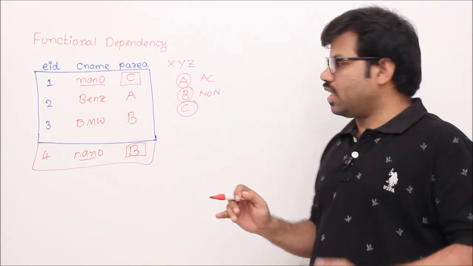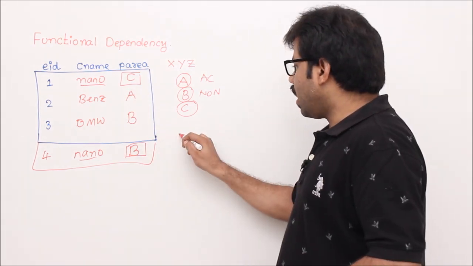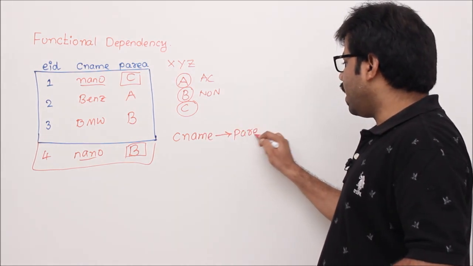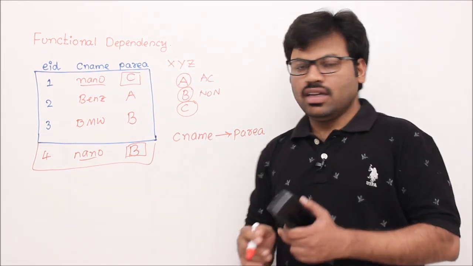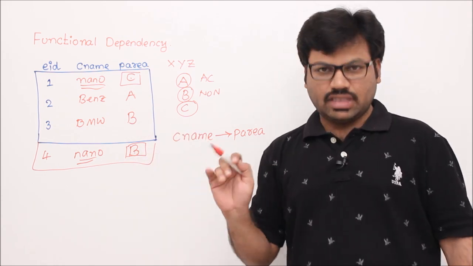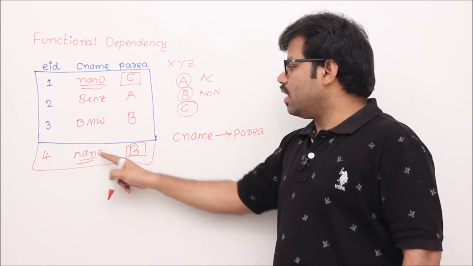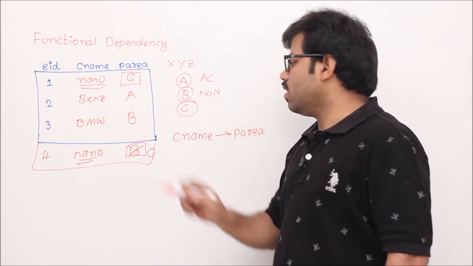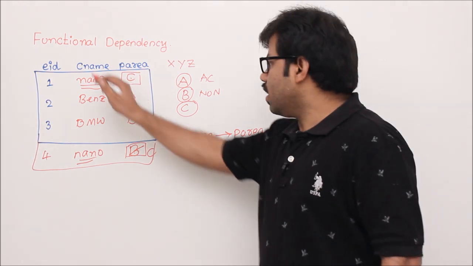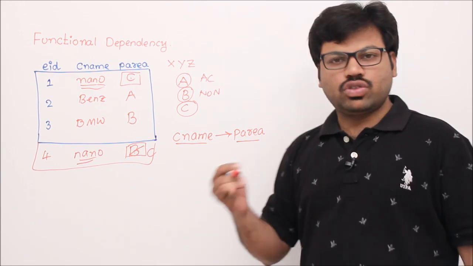To say that this is a mistake, we have to develop some theory, right? Why is it a mistake? The thing is, car name always should determine the parking area. That means Nano car always should go to parking area C. Whenever there is Nano here and Nano here, this corresponding entry should always be the same. Initially I fixed it to C, so this also should be C, then only it is correct. So this concept is called functional dependency. What is functional dependency here? Car name determines parking area. Whenever you repeat the car name, the parking area also should be repeated.